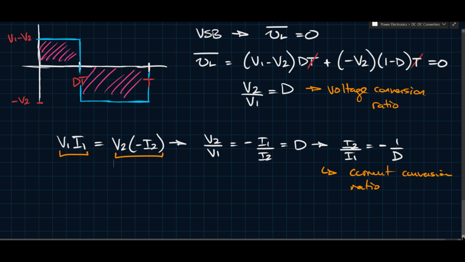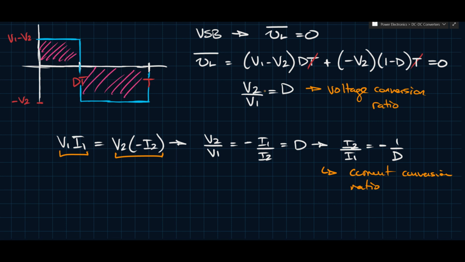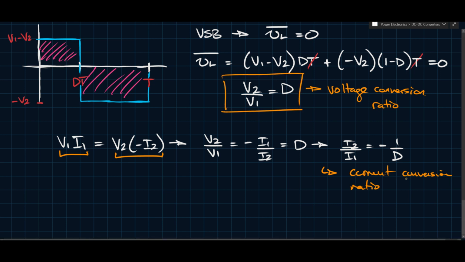So we have here this direct converter and the conversion ratios, I should say, because we have a current and a voltage one. So this is for the voltage conversion ratio, and this is the current conversion ratio. So this is how the input and the output current and voltage are related to one another.